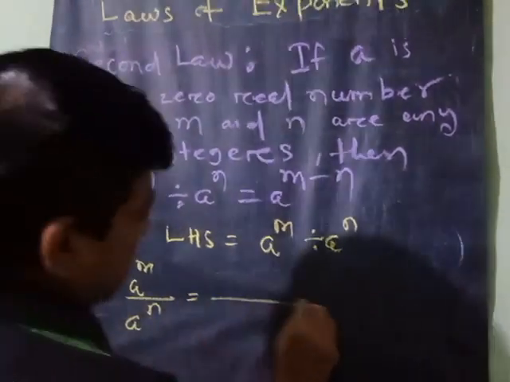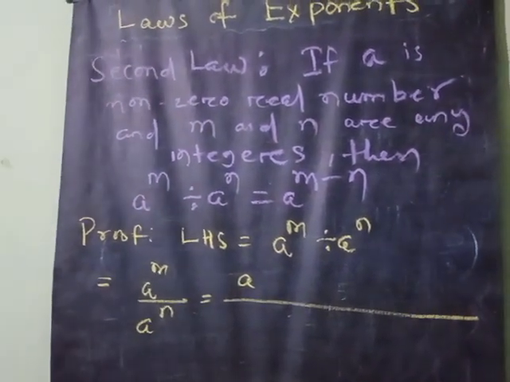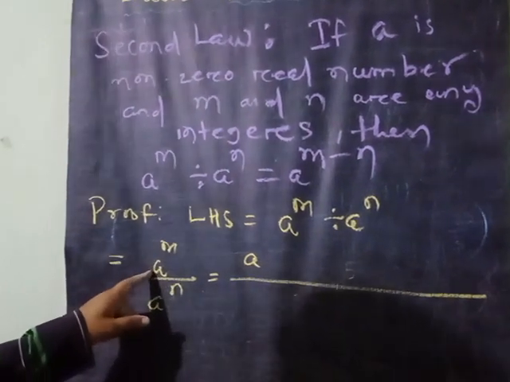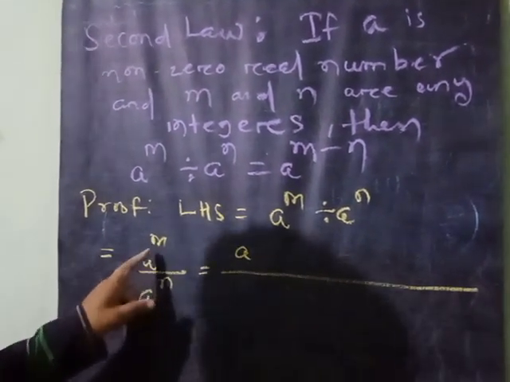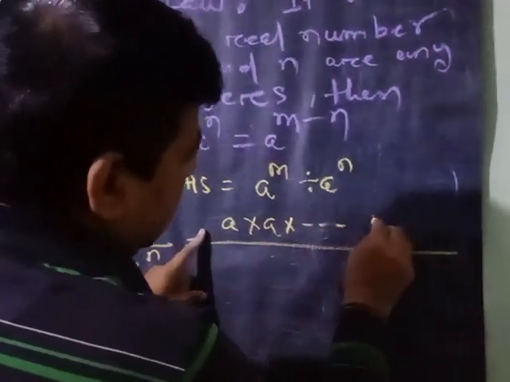You can write a to the power m divided by a to the power n is equal to how many times? You see, a to the power m means what? According to the definition of the exponent, here the base a undergoes multiplication m number of times. So a into a, m times.